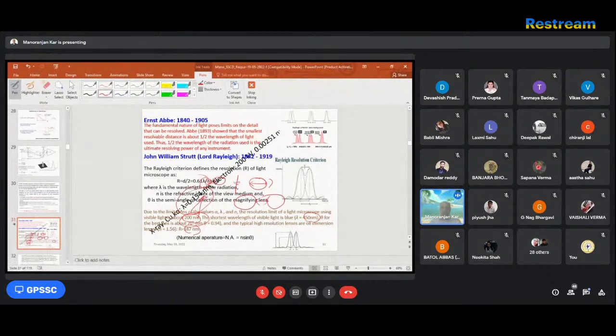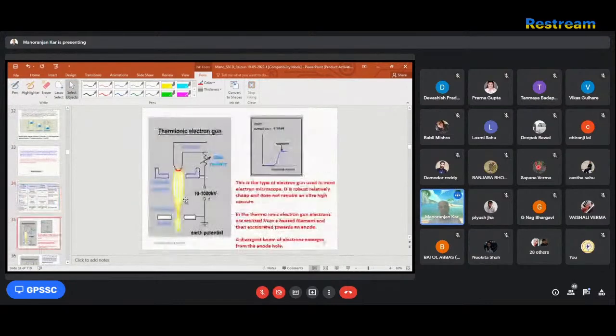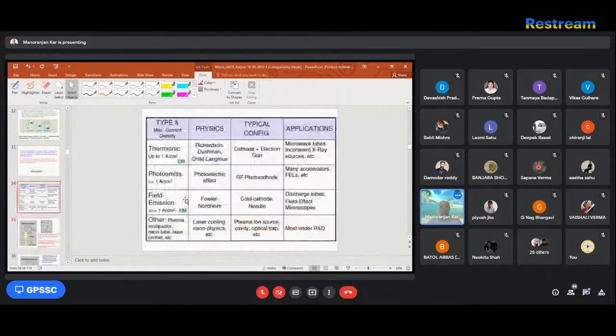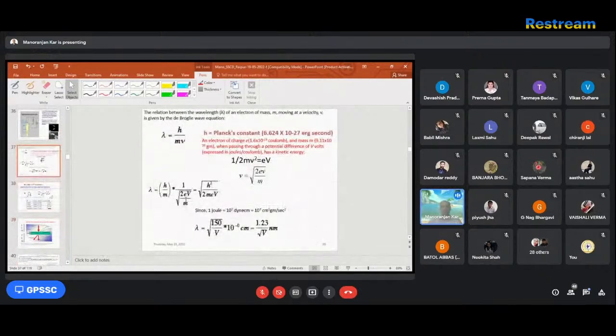So that's what we understand, that the limit is very, very low. That's how people came to understand the electron. Let me go back to this. I'll go directly there and we'll come back. So what I'm talking about, the wavelength of the electron, it will depend upon what?